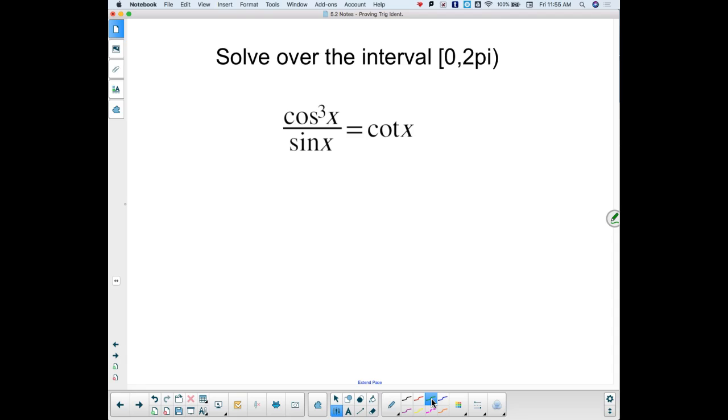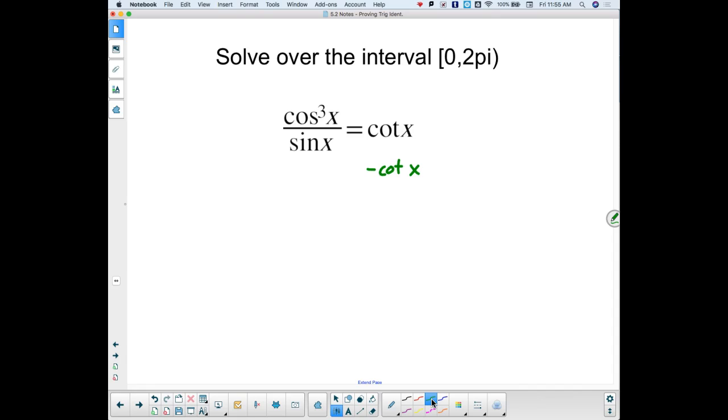What do I do first? Why do I have to put everything on one side? Because not only because I'm solving, but because there's multiple trig functions in there. So the first thing I'm going to do is subtract cotangent from both sides. On the right side, I'm going to subtract cotangent. On the left side, I'm not going to subtract cotangent as is.